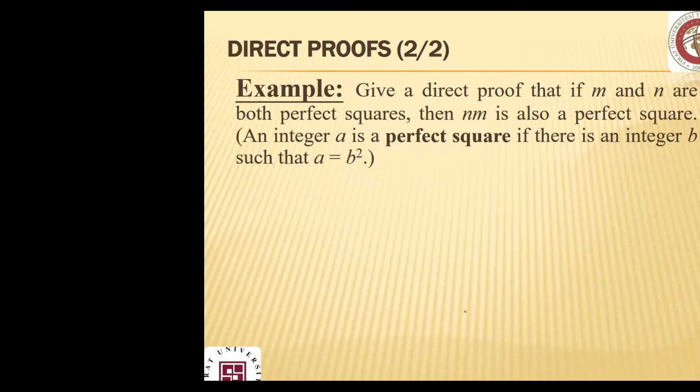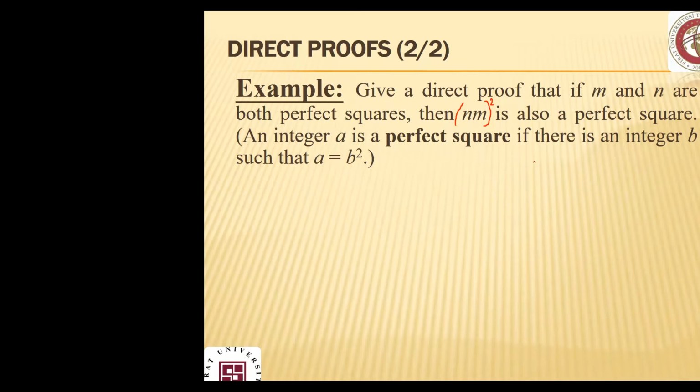conditions we provided. Now, give a direct proof that if m and n are both perfect squares, then n times m, or nm, is also a perfect square. Now, what's the definition of a perfect square? If you say a is a perfect square, then there is an integer b such that a is equal to b squared. In brief, what we need to do is get something like this in our proof: a equals b squared ultimately. It's not necessarily mn, but we need to get something squared. That's a perfect square in the outcome.